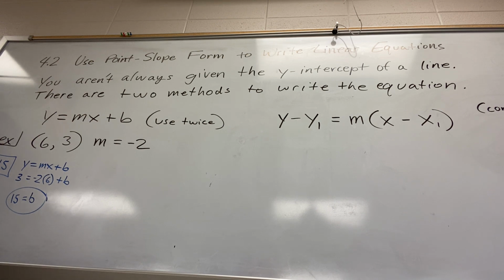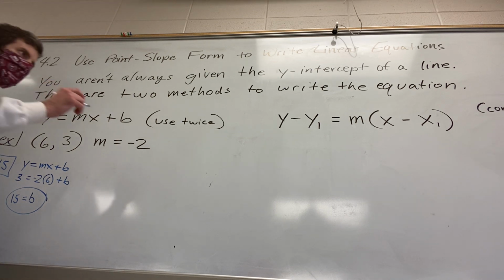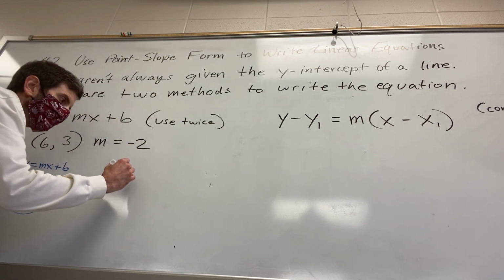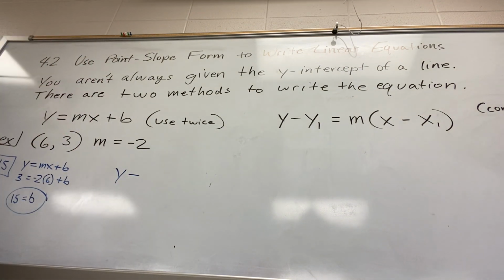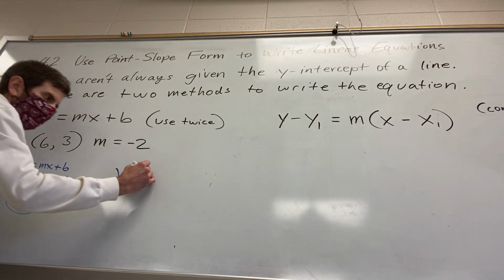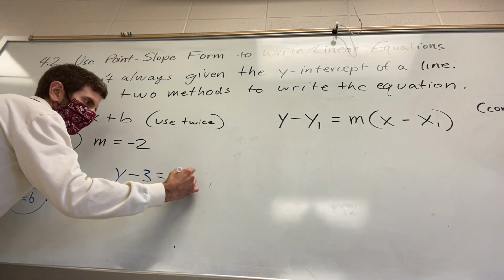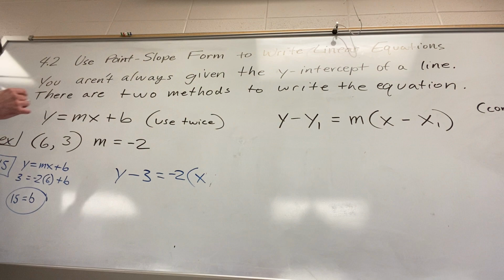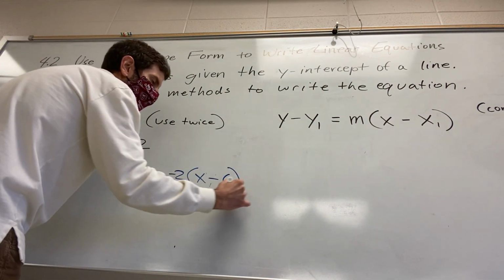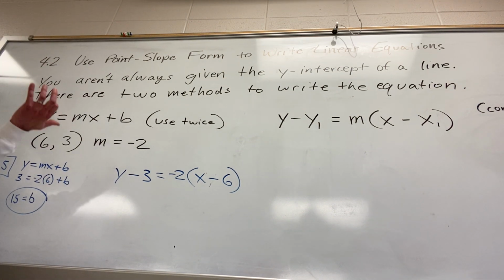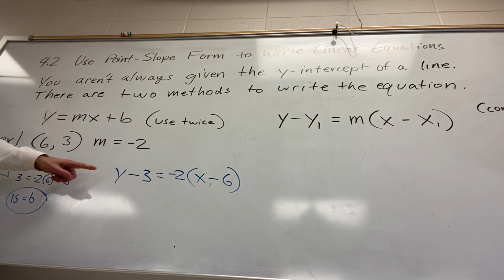That's okay. But you could also do point slope form, and watch what happens. You'll go y minus, what's the y value? 3 equals, what's the slope? Negative 2 times x minus, what's the x value? 6. Now, here's the thing. We just wrote the equation. But do these match? They don't match.